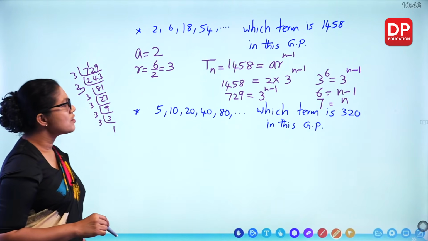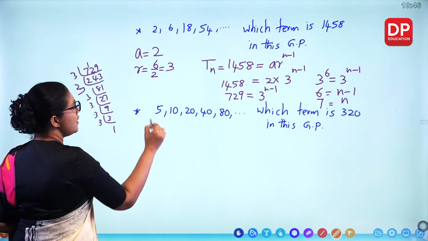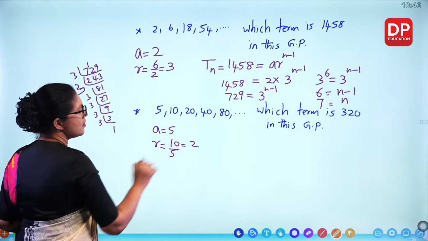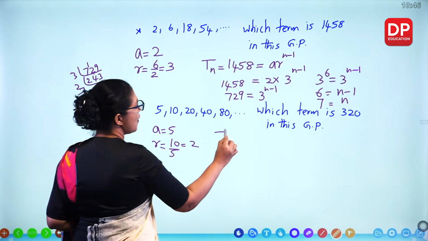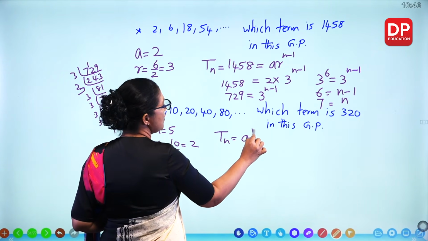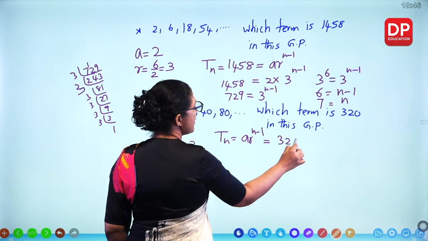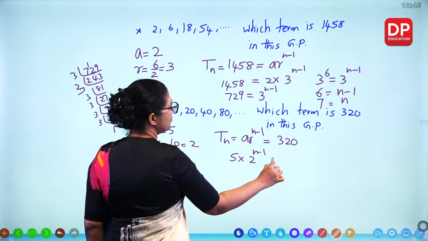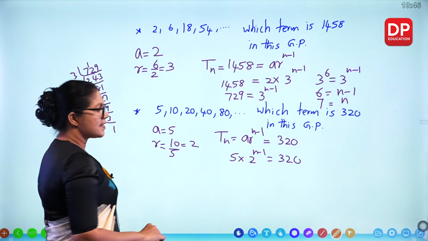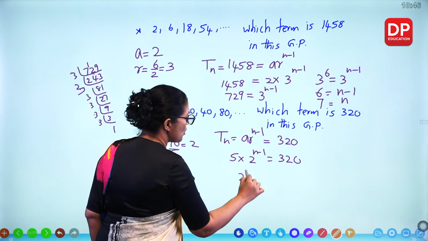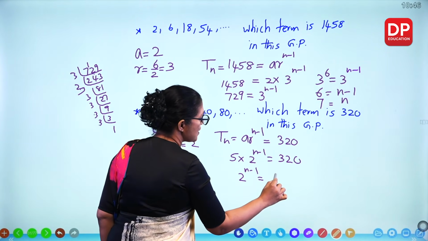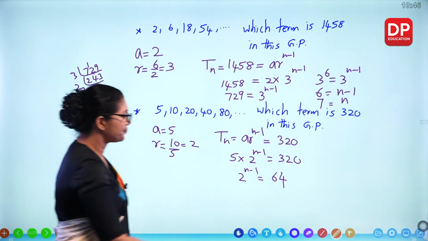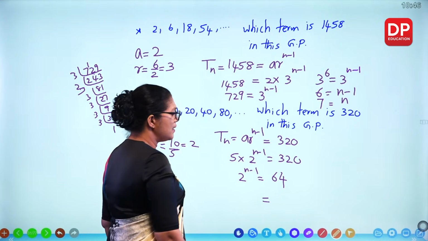Look at this one. Which term is 320? We know a is 5. What's the ratio? 10 divided by 5, you get 2. We need to find Tn, ar to the power n minus 1, but it's 320. a is 5, r is 2. Now substitute. What's the first step? Divide this by 5. 2 to the power n minus 1 is 64. So what is 64? 2 to the power 6.